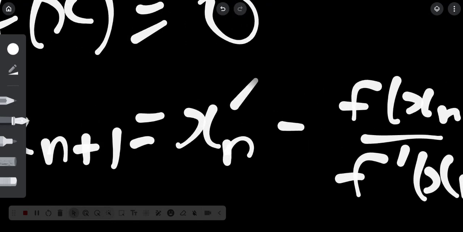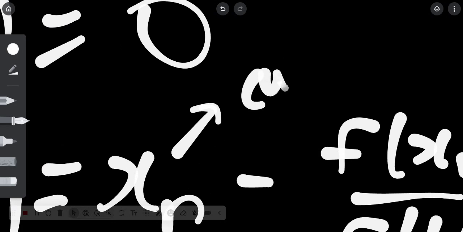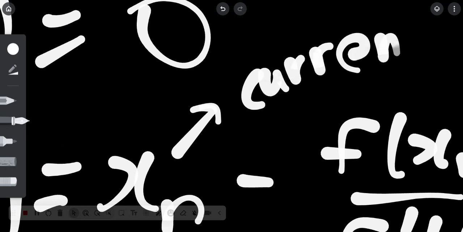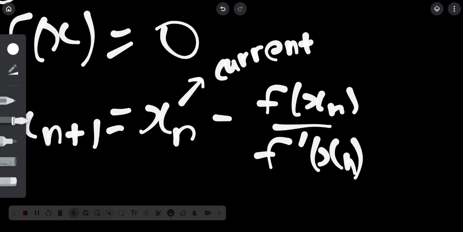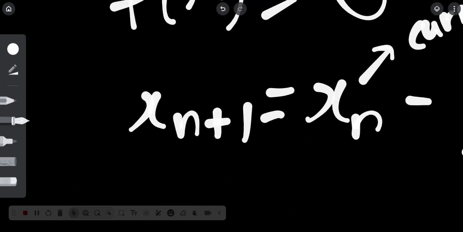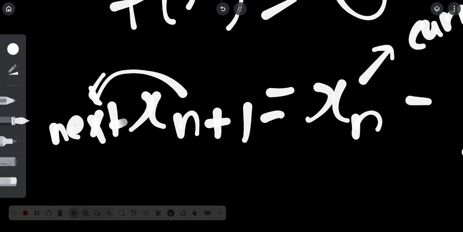So x of n is the current approximation, and f of x of n is just the function value at x of n, and f prime of x of n is just the derivative of the function at x of n. And then x of n plus 1, you could think of it as the next guess.